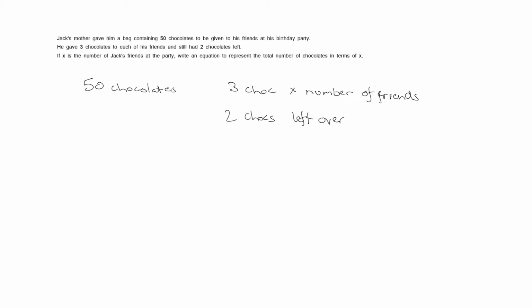Now, if x is the number of Jack's friends at the party, we have to write an equation. So we had 3 chocolates by the number of friends. Now we're saying that the number of friends is going to be x. So that might be 5 or it might be 10. We don't know what it is yet. So let's see then. We have 3 by the number of friends he has, which is x. Okay, and if we add on 2 from the 2 chocolates that were left over, let's add on 2.